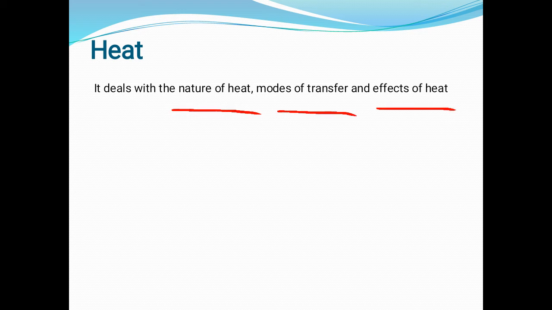And what is meant by effect of heat? Heat is having a number of demonstration in your life in which you can easily see that heat has effects on the material. For example, heat can melt the object, heat can boil the water, etc., etc.